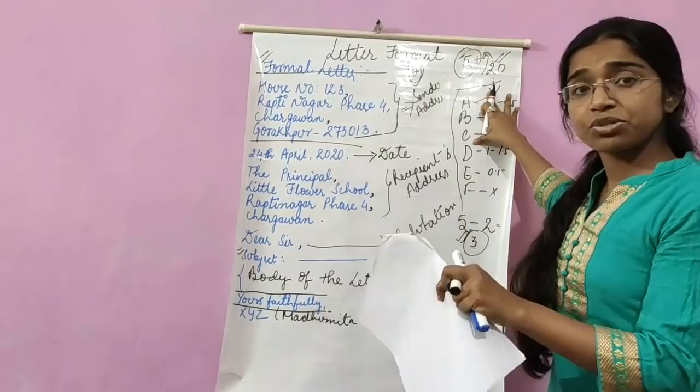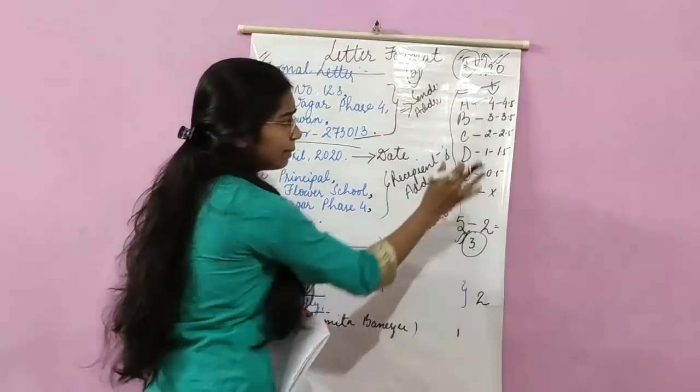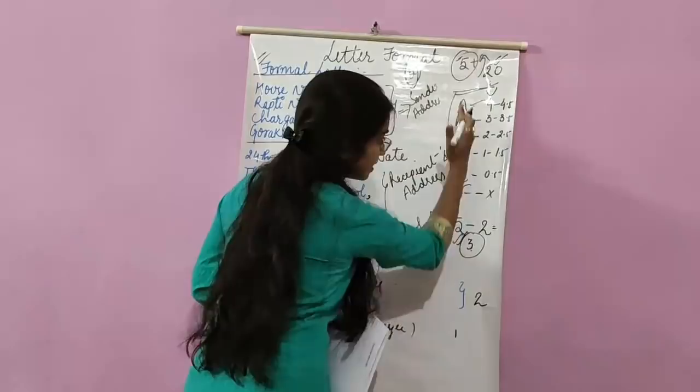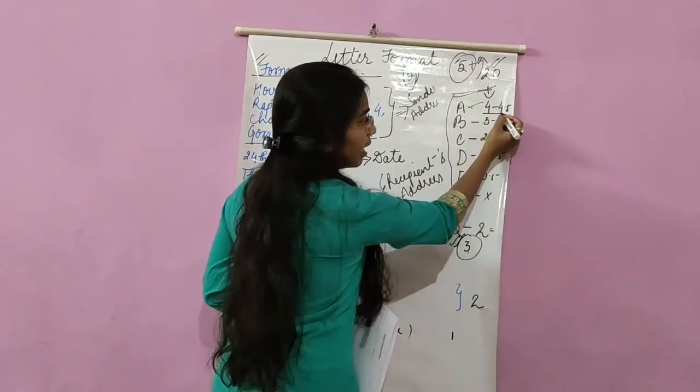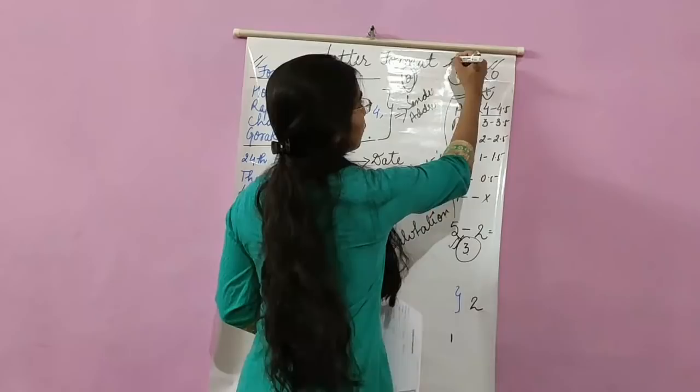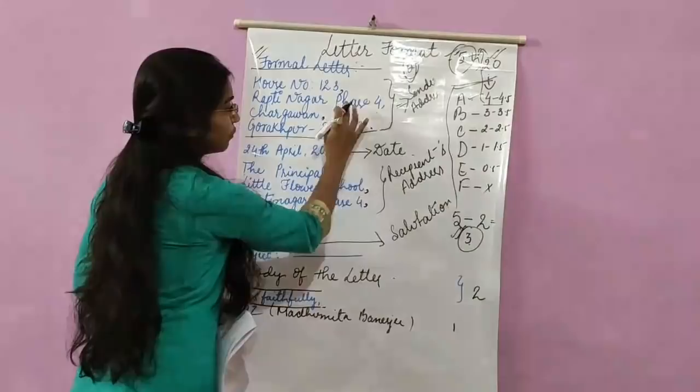But I hope I made myself clear that based on essay, you will have grades A, B, C, D, E, F. Based on those grades, you will have marks that would be carried forward in letter. Your letter basically is of only 5 marks. I hope now this is clear. You know where to give the full stop. You know where to leave a line. You know how to write, and you know the mark division.